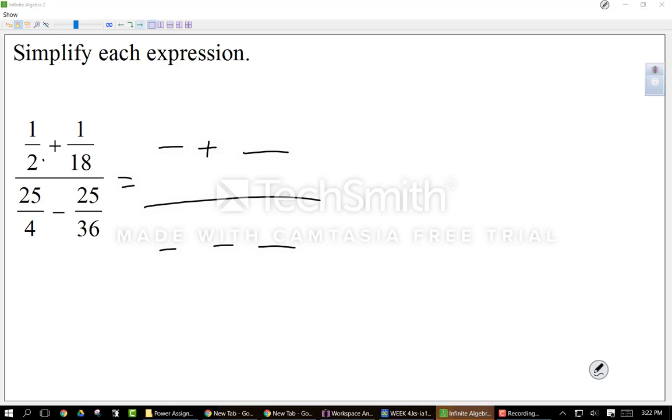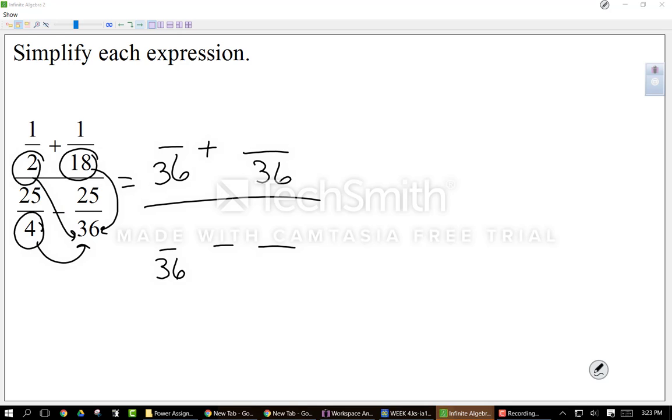If I look at the 2, 2 goes into 36. If I look at the 18, it goes into 36. If I look at the 4, it goes into 36. And of course, 36 goes into itself. So that means my denominator is 36. If you don't know that, then you can multiply them together, and you can get some ridiculously huge number. That's okay. You'll just have to simplify.